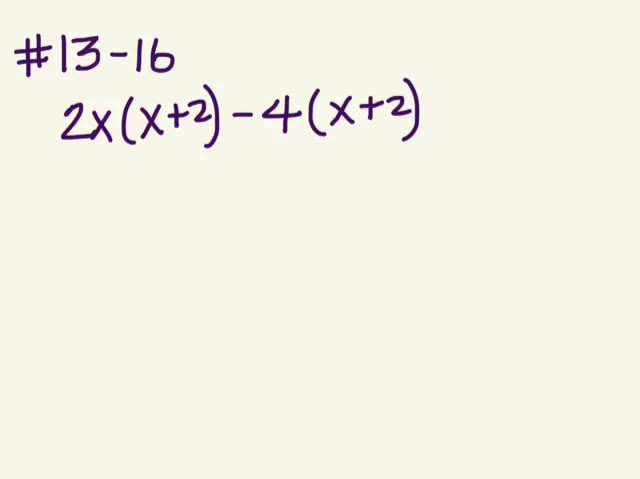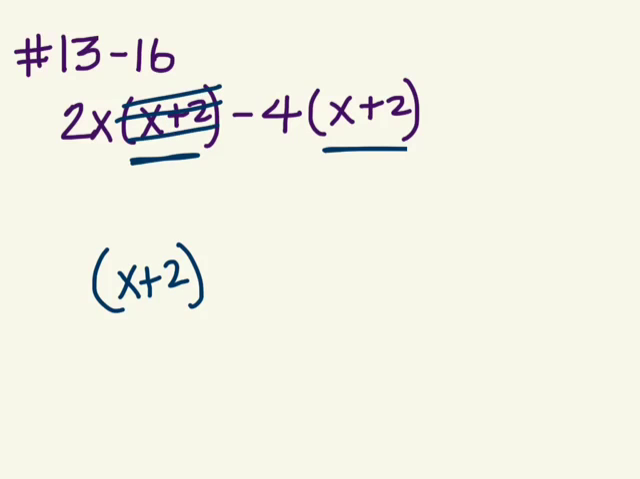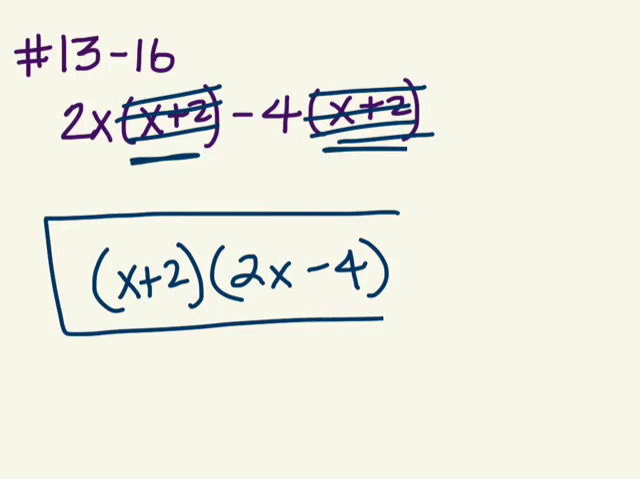All right, one of my favorite things is to look at polynomials, and it gives you really cool stuff here. Now, right away, you got to ask yourself, what do they have in common? They have in common an x plus 2. That is their GCF. I write x plus 2. I'm done with it. I don't need x plus 2 anymore. What am I left with? I'm left with 2x minus 4. I have factored out the greatest common factor.